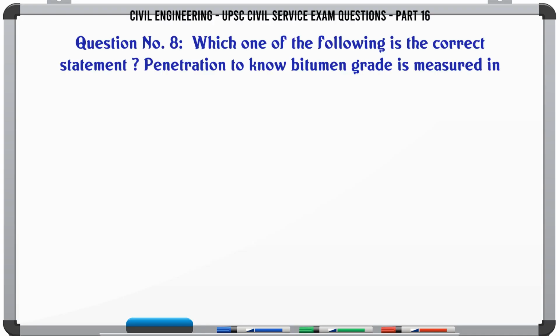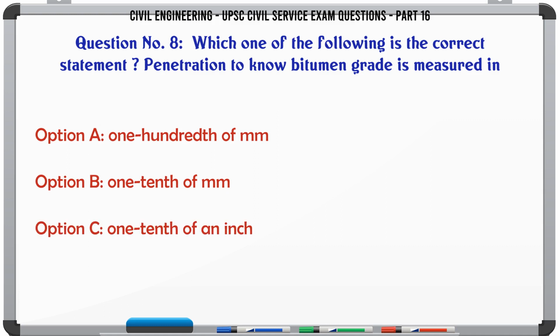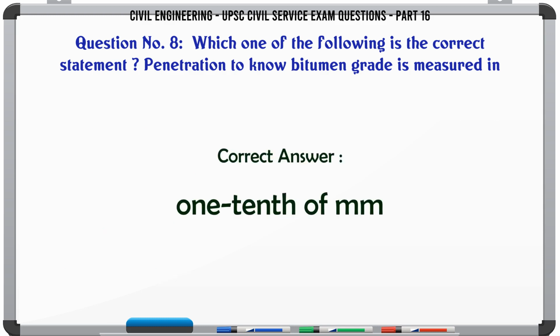Which one of the following is the correct statement? Penetration of bitumen grade is measured in A. 1/100th of mm, B. 1/10th of mm, C. 1/10th of an inch, D. 1 micron. The correct answer is 1/10th of mm.